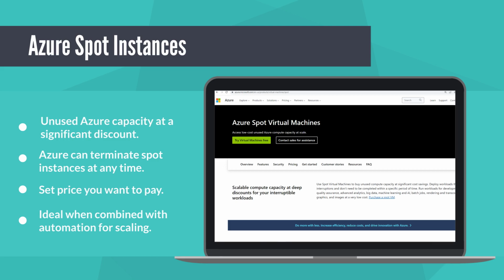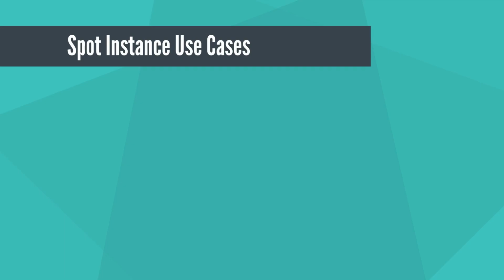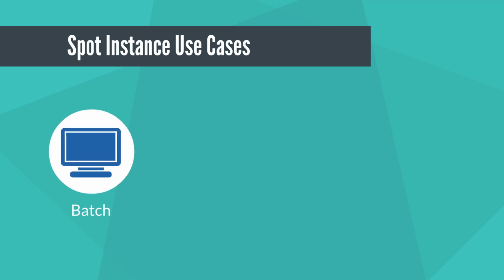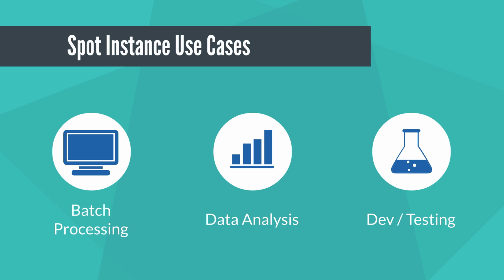It's governed by a bidding system where you set a maximum price that you want to pay for your instances, and it's ideal when combined with automation for scaling. At the end of the day, spot instances are suitable for things like batch processing, data analysis, and non-critical development and testing. In other words, things that can sustain sudden power-offs or terminations of those instances.